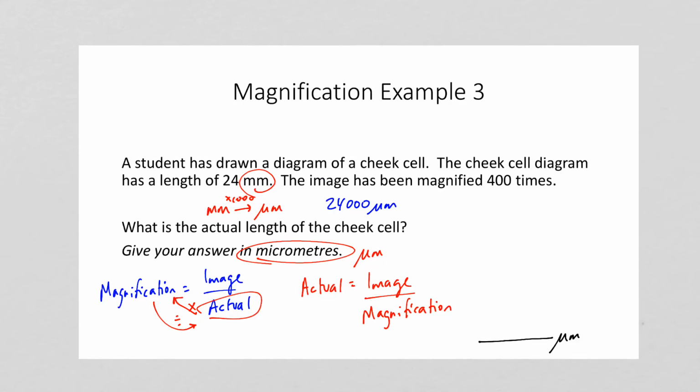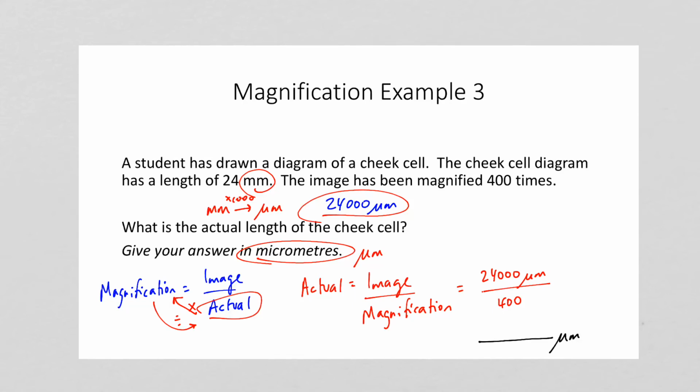I can then replace in my values. My image was 24,000 micrometers. And my magnification was 400 times. Notice that there's no unit there, so when I divide this, I'm going to get an answer in micrometers. 24,000 divided by 400.